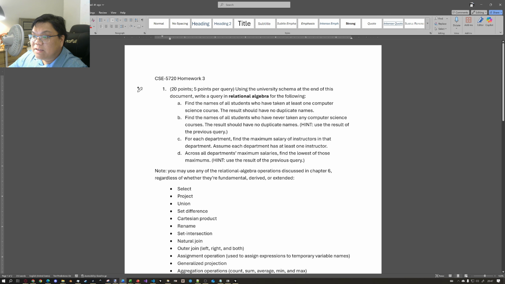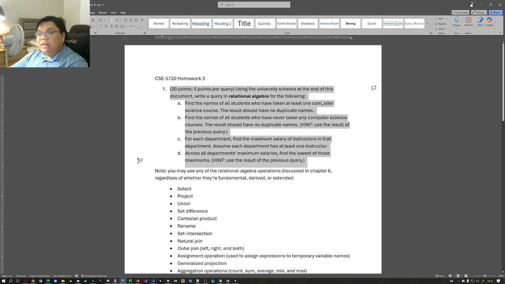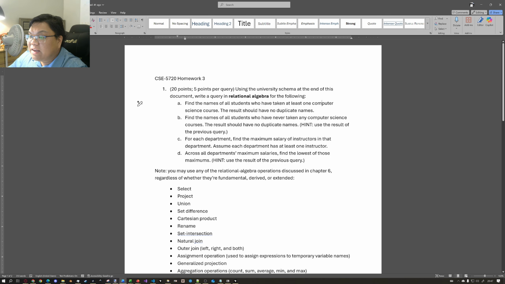Okay, so it's basically just one question with 4 queries. Find the names of all students who have taken at least one computer science course with no duplicates. Find the names of all students who have never taken a computer science course, again with no duplicates. For each department, find the max salary of instructors in that department. Assume each department has at least one instructor. And across all departments' maximum salaries, find the lowest of those maximums.